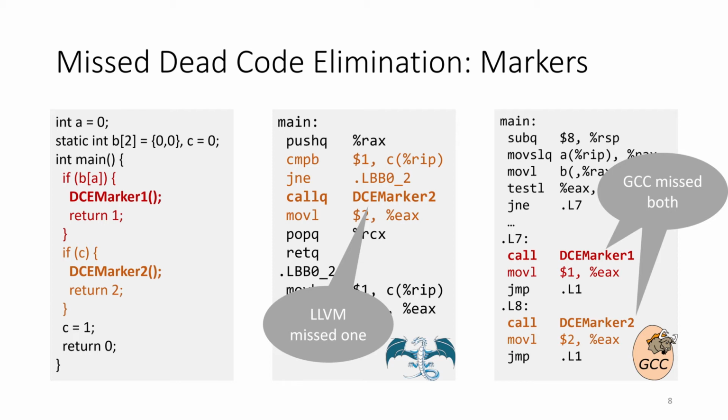In this case, we used two compilers to perform differential testing, GCC and LLVM, but we can also do this with a single compiler. For example, by using two different optimization levels. If we run GCC, say, at O1 and at O3, and it manages to eliminate a marker at O1 but not at O3, then this means that we have a missed optimization opportunity at O3.